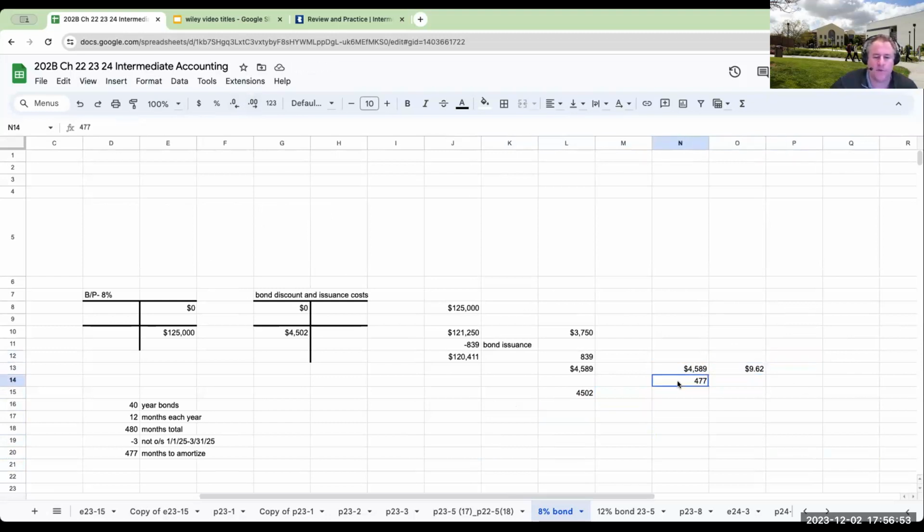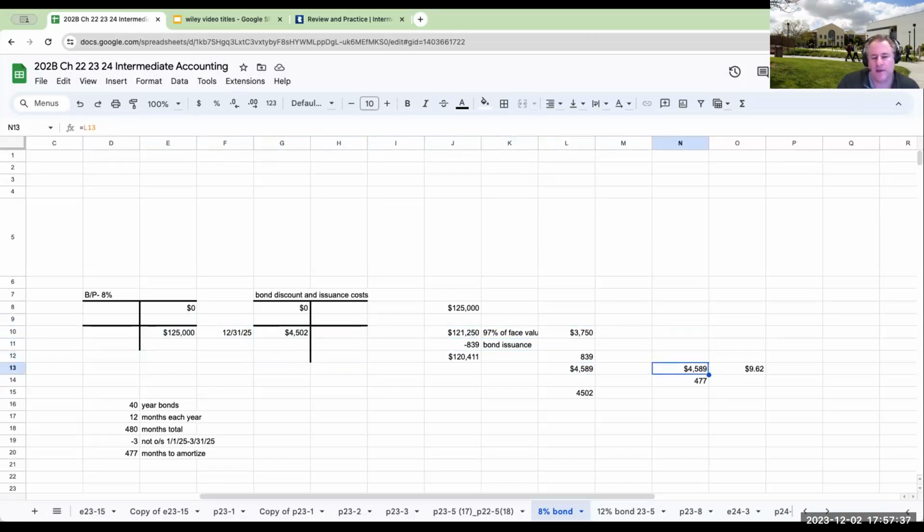So again, what I'm trying to go through and figure out here is I've got a balance of 4502. I need to understand where that balance is coming from, because when I went through and did this, this is 97% of face value, right over here, or the 3750, and then I've got an 839 bond issuance cost. So my total amount of my bond discount when it was initially issued was 4589. But this balance as of December 31st is showing a balance of 4502. So I want to understand where this is coming from.